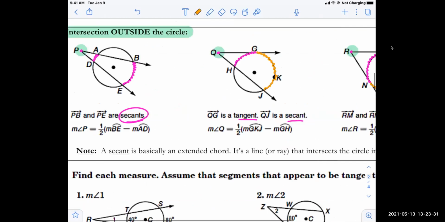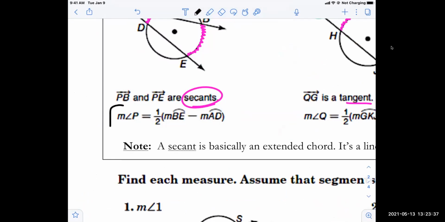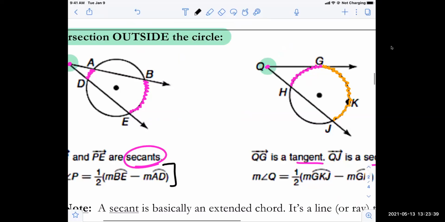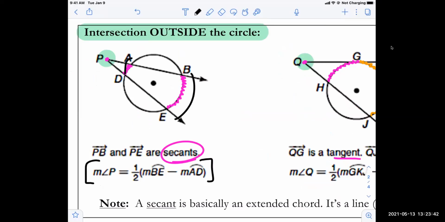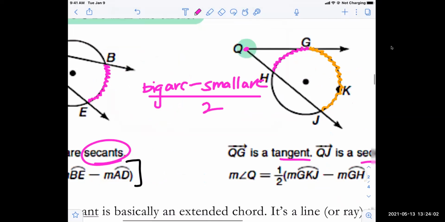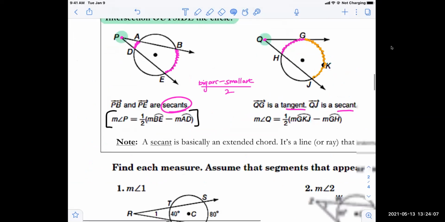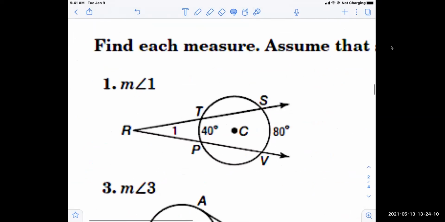So all of these are the same because the vertex is outside the circle. Right now, notice that here's your formula. How will you know if you're going to do arc BE minus arc AD or vice versa? How do you know which way to subtract it? Meg? Yeah, it's going to have to make sense, right? It's got to be a positive value. So big arc minus small arc divided by 2. Okay, so all of these, because the vertex is outside, would be subtracting. Okay, number 1. Solly, tell me what to do.